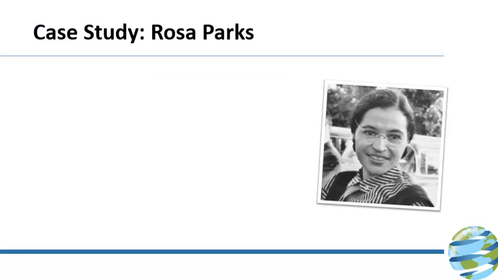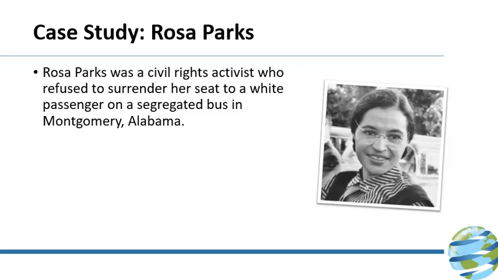The first one that we're going to have a look at is possibly one of the most well-known case studies, so Rosa Parks. Rosa Parks was a civil rights activist who refused to surrender her seat to a white passenger on a segregated bus in Montgomery, Alabama. Previously, in the segregated buses, black passengers would have to sit at the back of the bus, and there were certain rows they were allowed to sit on, and if a white passenger wanted their seat, they were supposed to stand up and move.